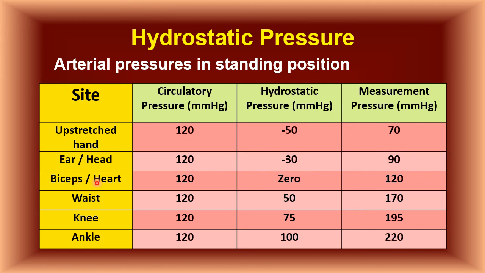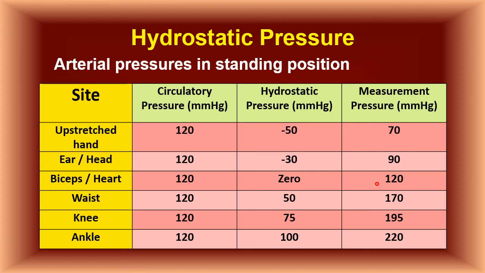At the level of the heart, at the brachial area in a supine position, the blood pressure will be 120 millimeters of mercury. This is a clinical application. If you measure the blood pressure of a patient, you need to measure it without the effect of the hydrostatic pressure. I need to see the actual pressure of this patient, not under the effect of hydrostatic pressure over the arterial pressure. I need to see the real arterial pressure.